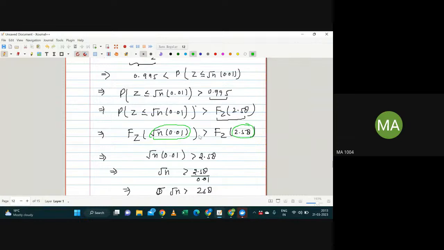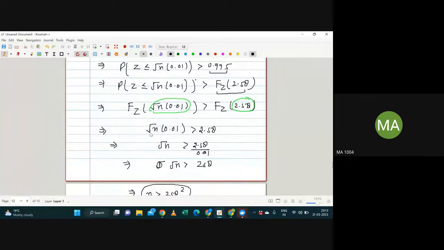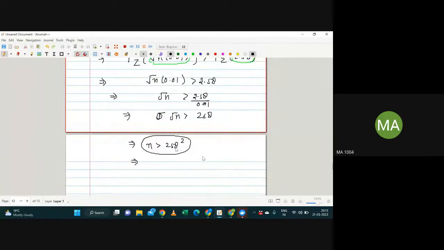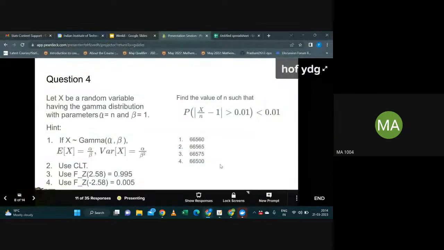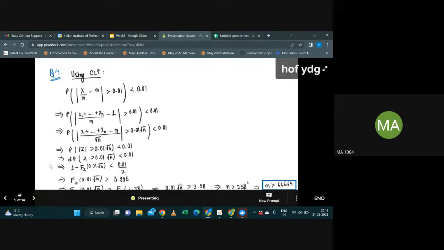Only then this inequality will be greater, right? Yes, sir. Okay. The same thing: square root of n multiplied by 0.01 should be greater than 2.58. So you will compute 258 square, you will get your answer, and n should be greater than that value. Is it clear for everyone? Yes, sir. Okay. So the same thing we have done here.